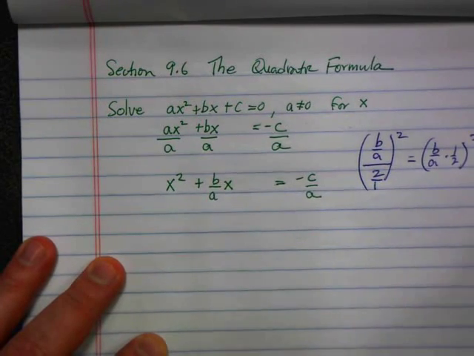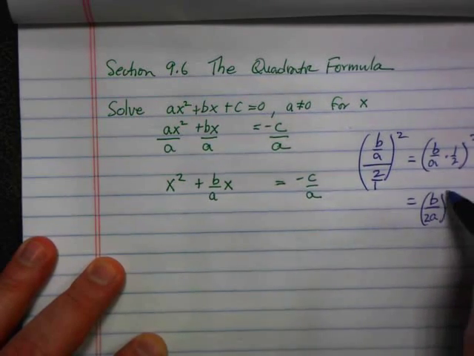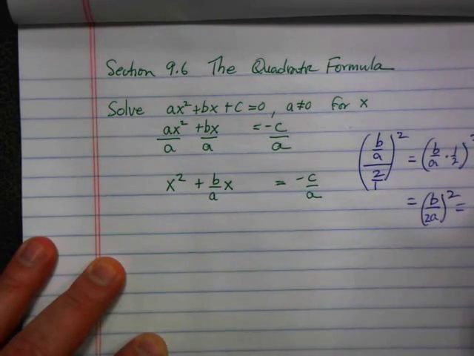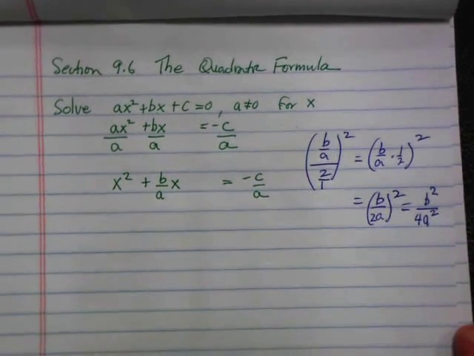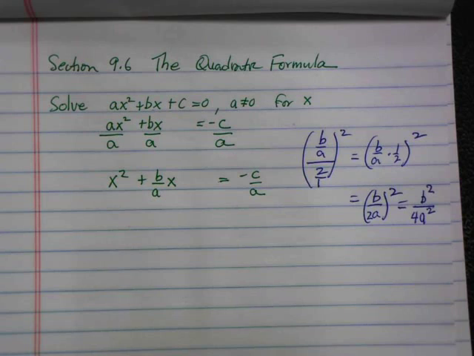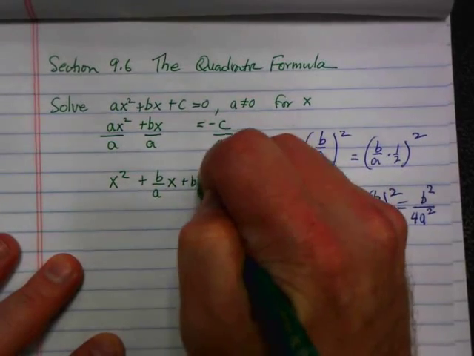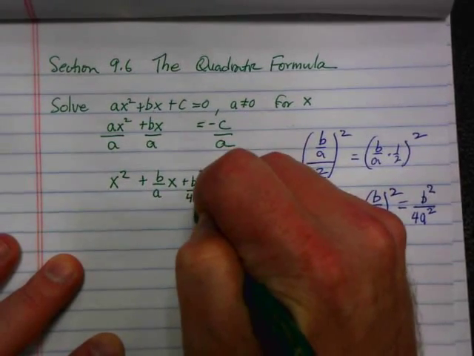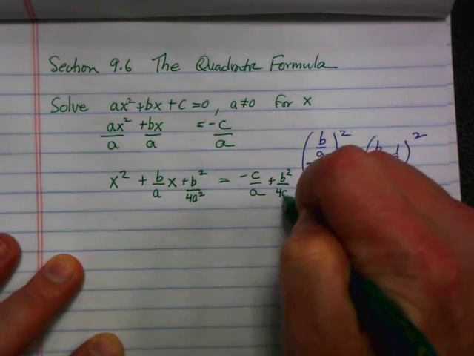squared. So that's b over 2a, whole thing squared. So that's b squared over 4a squared. There's my magic number, if you will. Got a lot of letters in it this time. All right, so it looks a little ugly right now. It's going to get better, trust me. So we're going to have plus b squared over 4a squared on both sides.